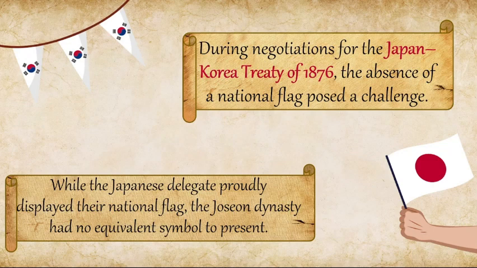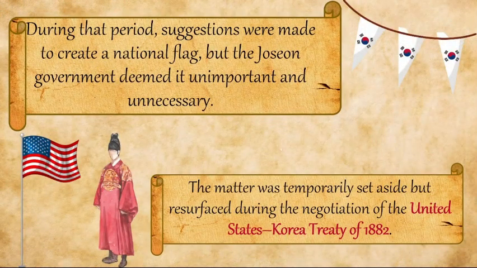So during the negotiations, the Japanese delegate proudly displayed their national flag. But the Joseon dynasty had no equivalent symbol to present because there was no official flag for the Korean country. So then suggestions were made that we should create a national flag, but the Joseon government found it unnecessary, and therefore the matter was temporarily set aside.